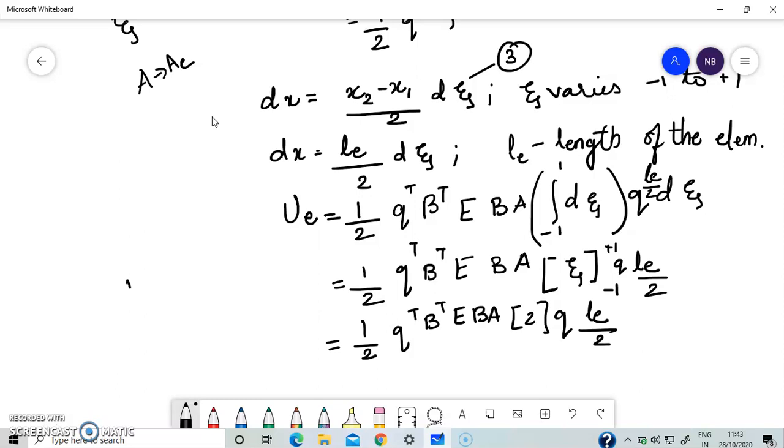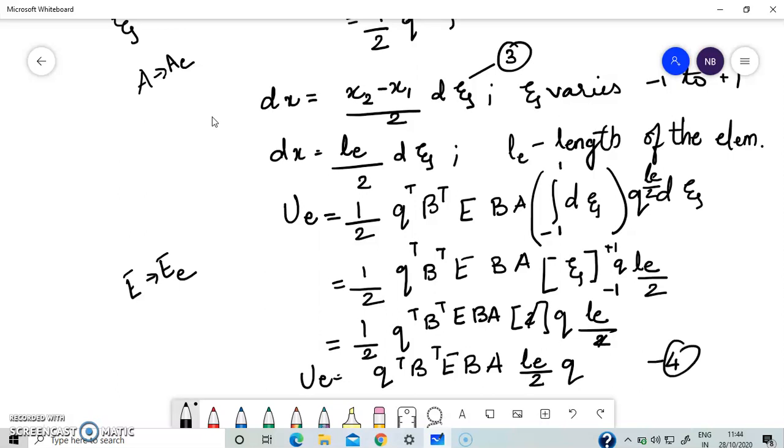And in the textbooks you will find E, that is Young's modulus, written as E suffix small e, which means the Young's modulus of the element. So this 2 and this 2 get cancelled. So we have half q transpose B transpose Young's modulus B into A L_e by 2 into q. I will label this as equation 4.